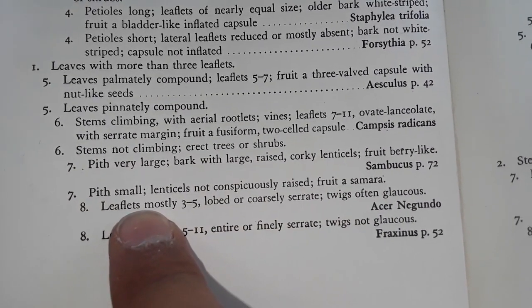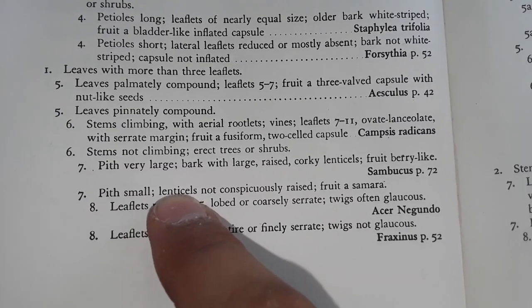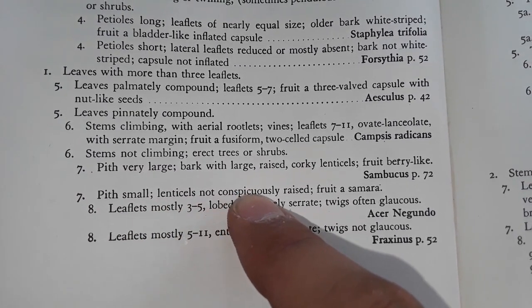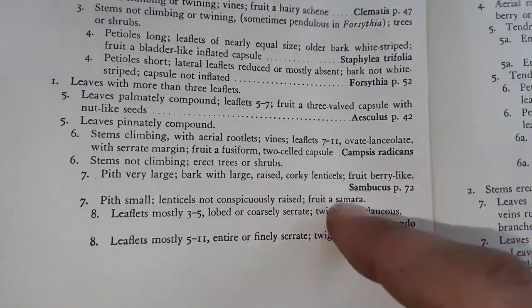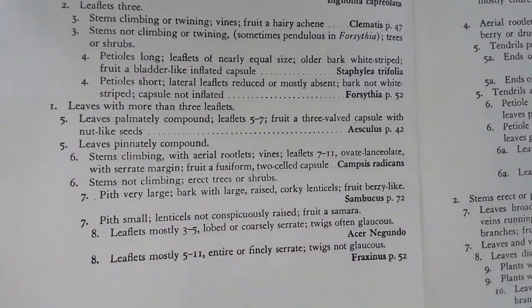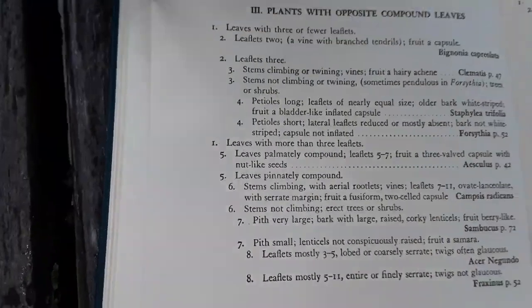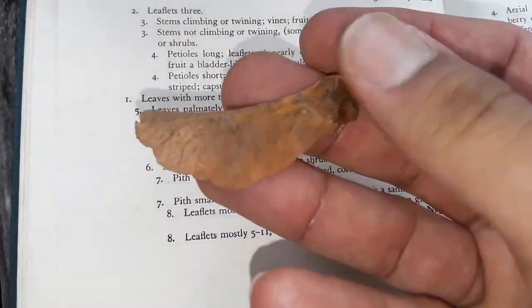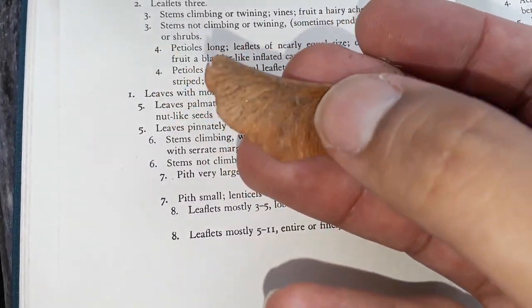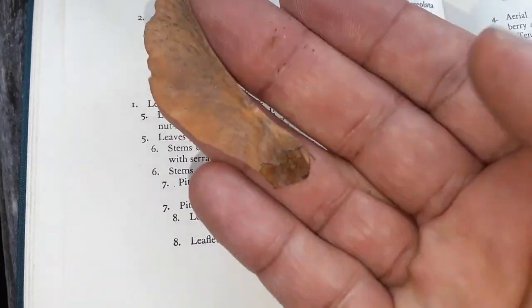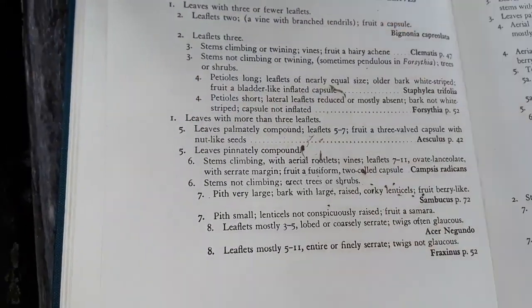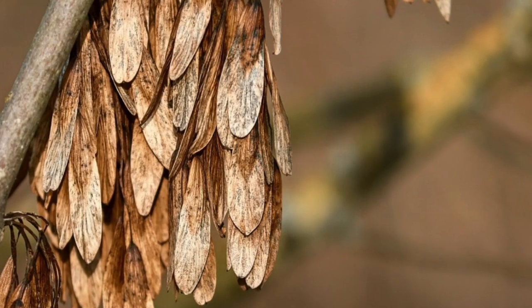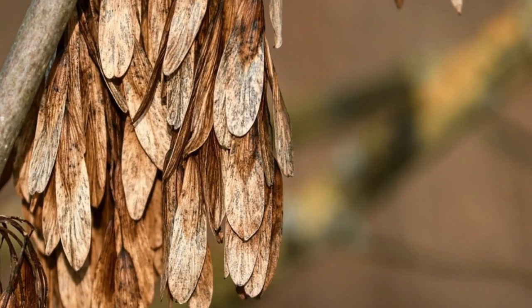Okay, leaflets, pith small, lenticels not conspicuously raised, fruit a samara. What's a samara? Well, you're probably all familiar with a samara. Okay, so this is a maple fruit. Here's a little nutlet there, and then a wing. It's a winged fruit. This is a samara. Right, and the ash tree has something very similar to this. You guys can look it up. Maybe I'll insert a picture.